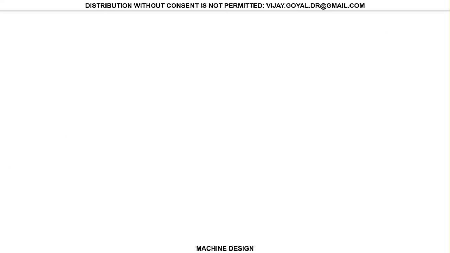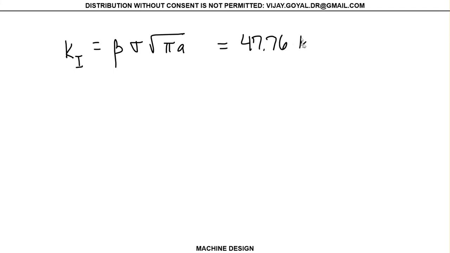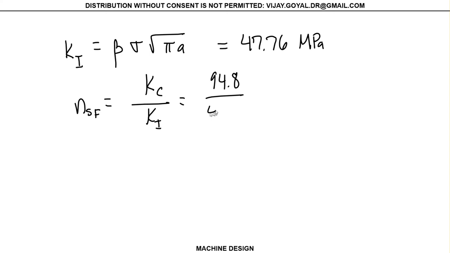So let's just go ahead and replace all the values now. You have Ki is equal to beta times sigma times pi times A. You replace all these values here. You find this 47.46 megapascals. So your factor of safety for this problem will be Kc divided by Ki. That gives you 94.8 divided by 47.46. This is equal to 1.98. This is bigger than 1, so we are safe.